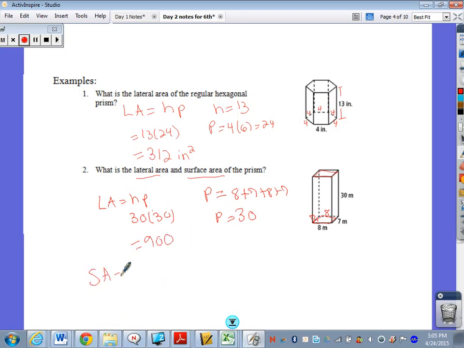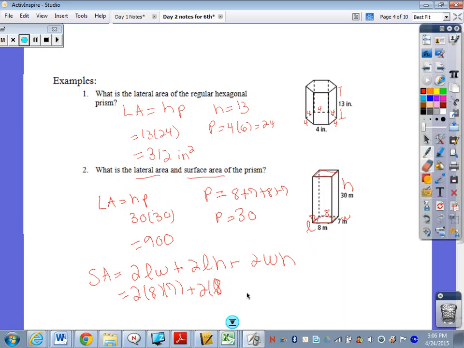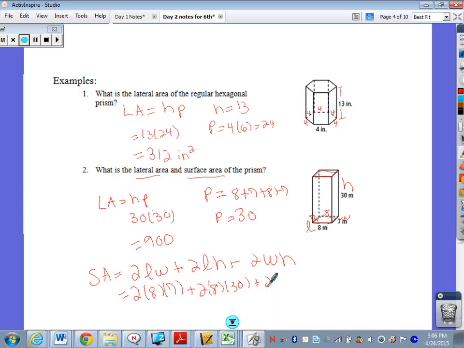For surface area, I can use either formula. So we'll do the 2 times length times width plus 2 times length times height plus 2 times width times height first. So my height is 30. The length and width, it doesn't really matter which one you say is the length or width, but we'll just call it that way. And then I'm just going to plug it in. So 2 times 8 times 7 plus 2 times 8 times the height, which is 30, plus 2 times the width, 7, and then the height, which is 30. And if you multiply that all together, then you get 1012.